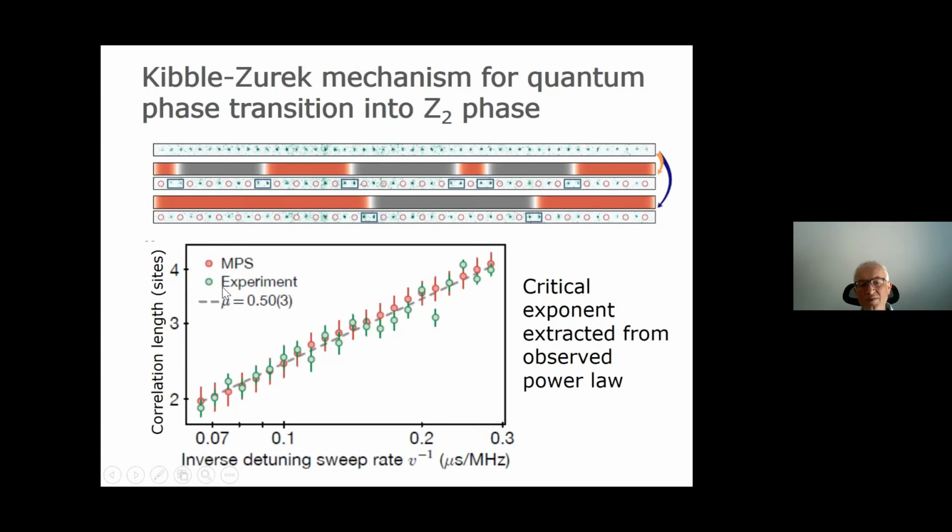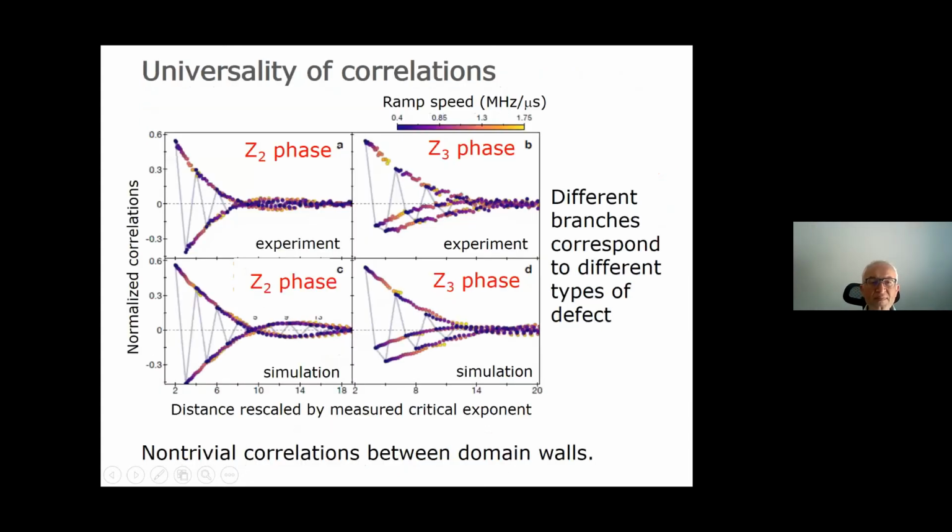The critical exponent that we expected, 0.5, is the one that is also known, 1/2, for the Z2 order. We also did simulations with matrix product states, shown in red here, which agreed well with the experiment. So for the Z2 phase, the situation was rather simple, and we can see this critical exponent.